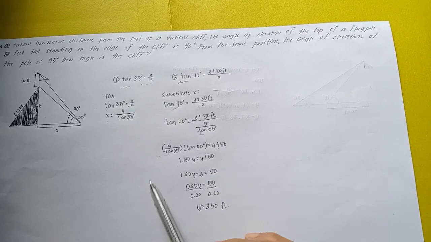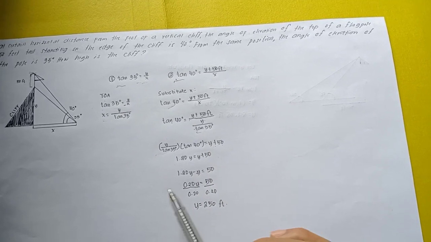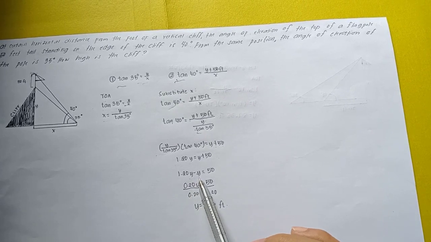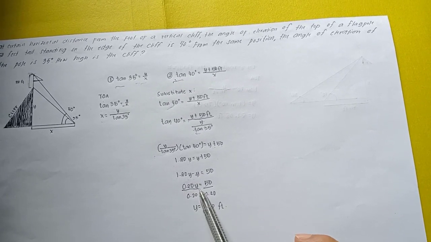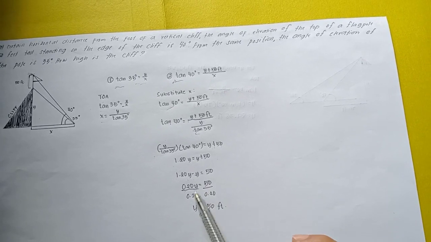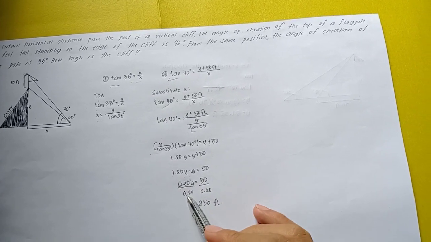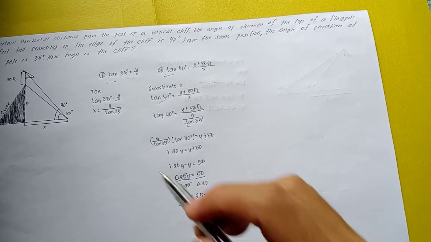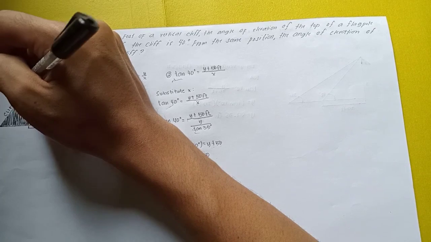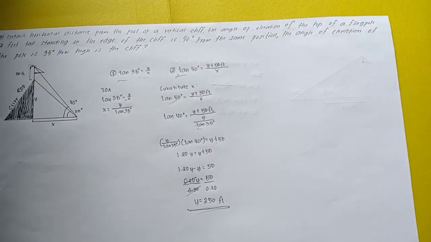Then transpose y to the left side. So 1.20y minus y is 0.20y equals 50. Divide both sides by 0.20. So y is 250 feet. So your cliff is 250 feet high.